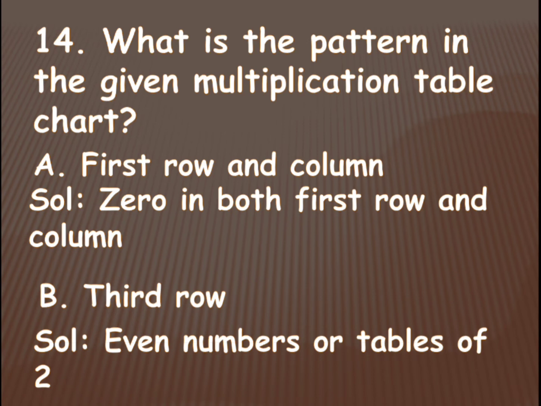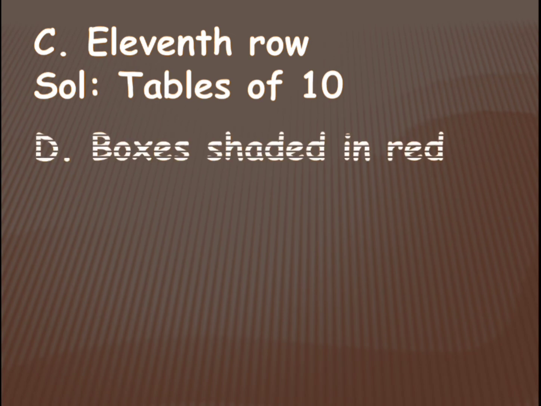Okay, next you have boxes shaded in red, C. There you can see all the boxes which are shaded in red color, children: 1, 4, 9, 16, 25, 36, 49, 64, 81, 100, 121, 144. So what are those boxes?